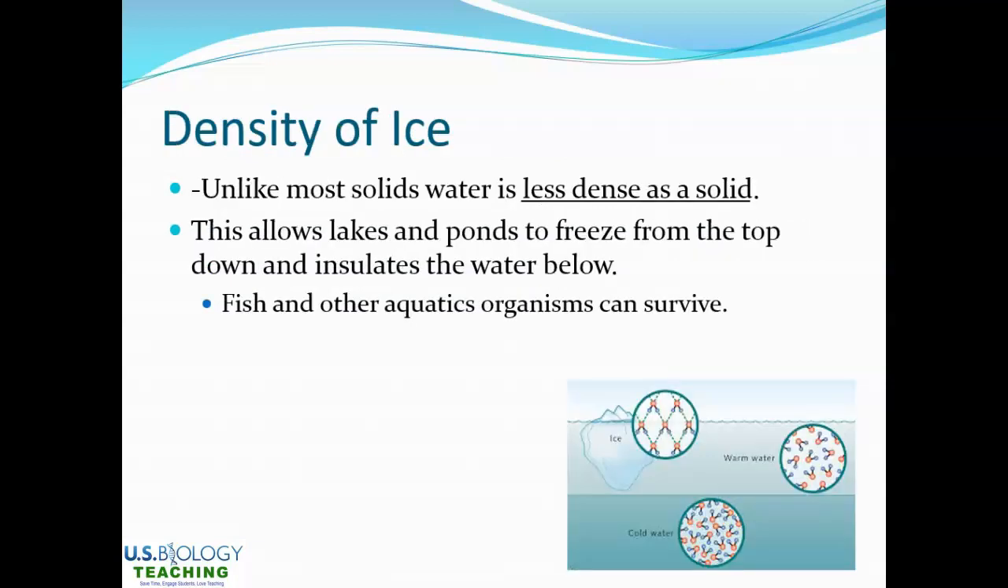The density of ice is another unique property of water. Unlike most solids, water is actually less dense as a solid. That allows lakes and ponds to freeze from the top down and insulates the water below, which allows fish and other aquatic organisms to survive. If you've ever looked at an ice cube inside of a glass of water, it floats because it is less dense as a solid. And in nature, that really helps protect those organisms from the cold that could be occurring above the surface.